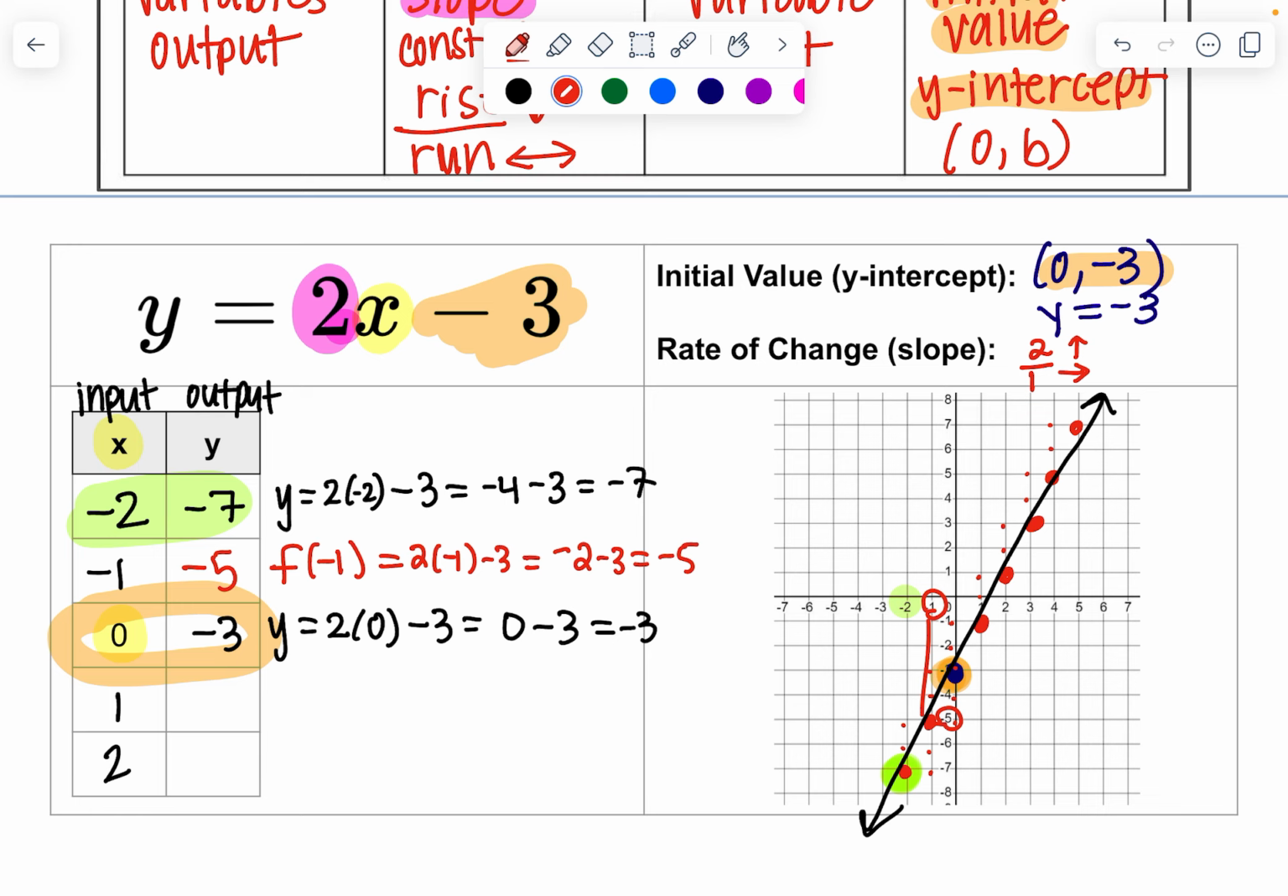And you could continue to plug these in for x is 1 and x is 2. Or looking at our graph, when x is 1, we get out -1. When x is 2, we get out +1. And so we can start to see how the equation and the table are related. The y-intercept is a starting point on our graph. It's where we start on the y-axis, and how the rate of change or our slope can really help us to get a good idea of what this graph is.